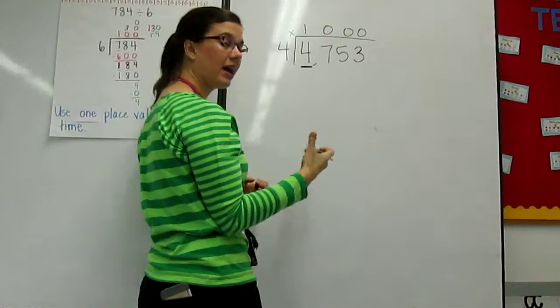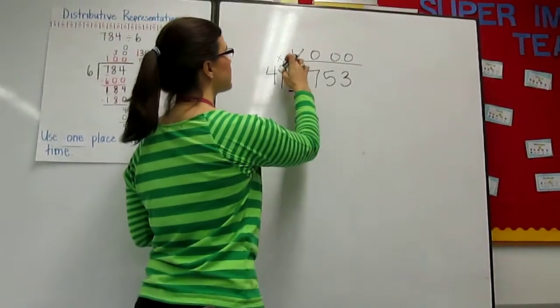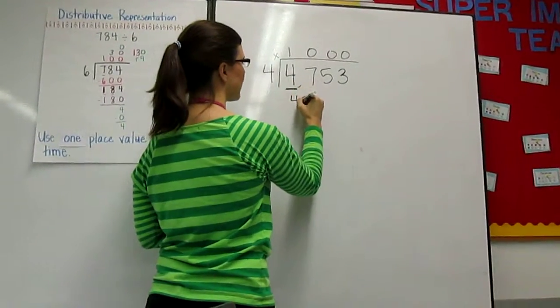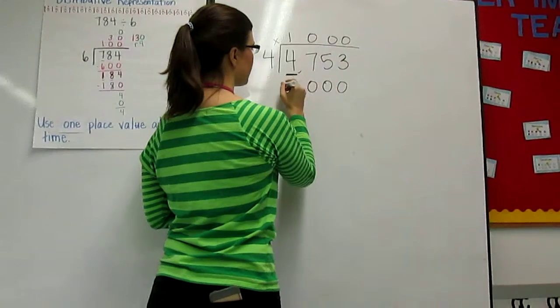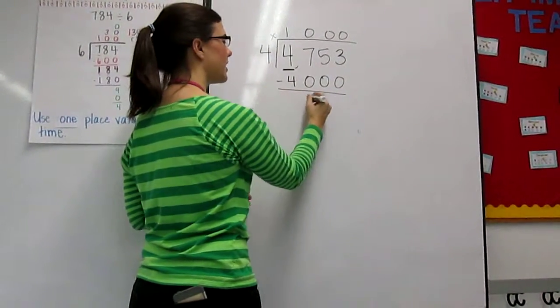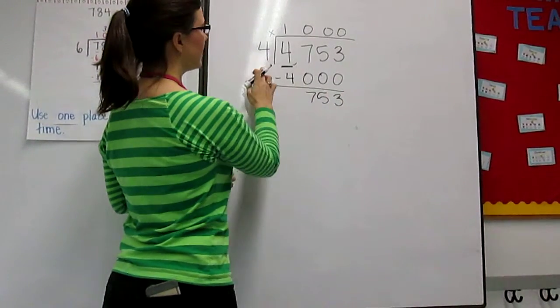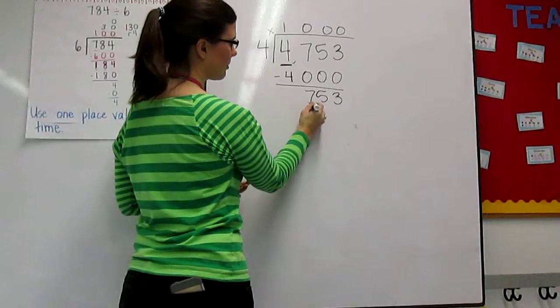Then I'm going to multiply and subtract, which are my same steps that I've used in the other methods. So 1,000 times 4 is 4,000. Multiply, then subtract. 4,753, take away 4,000 is 753.